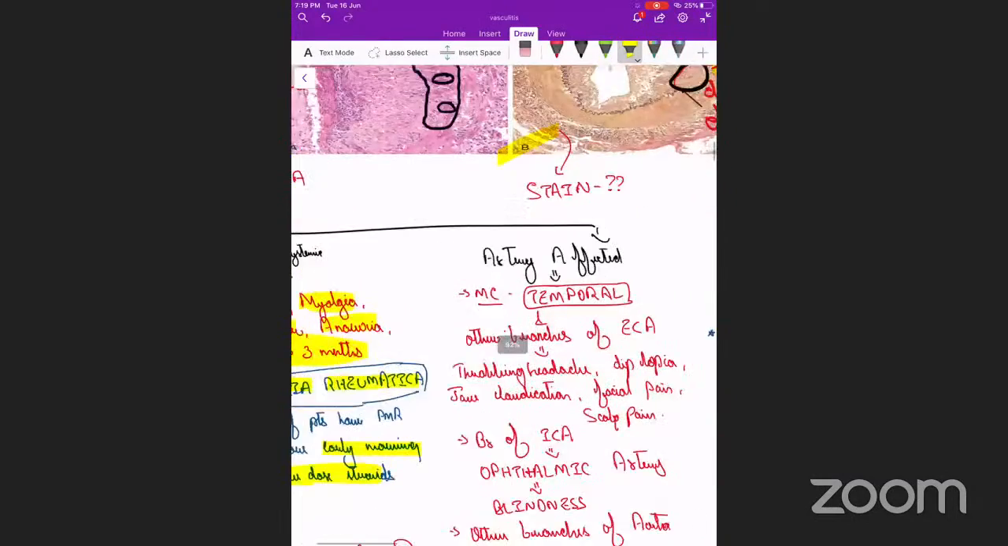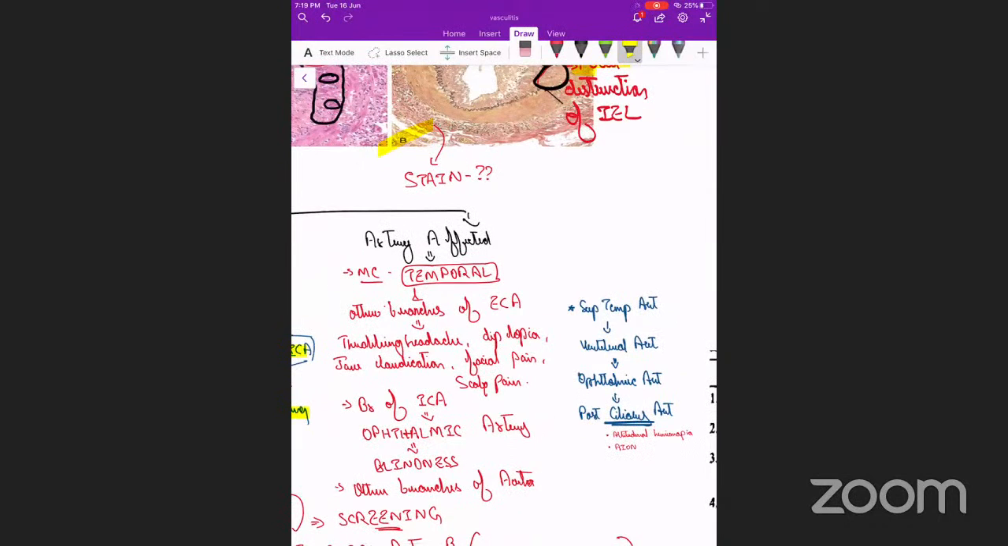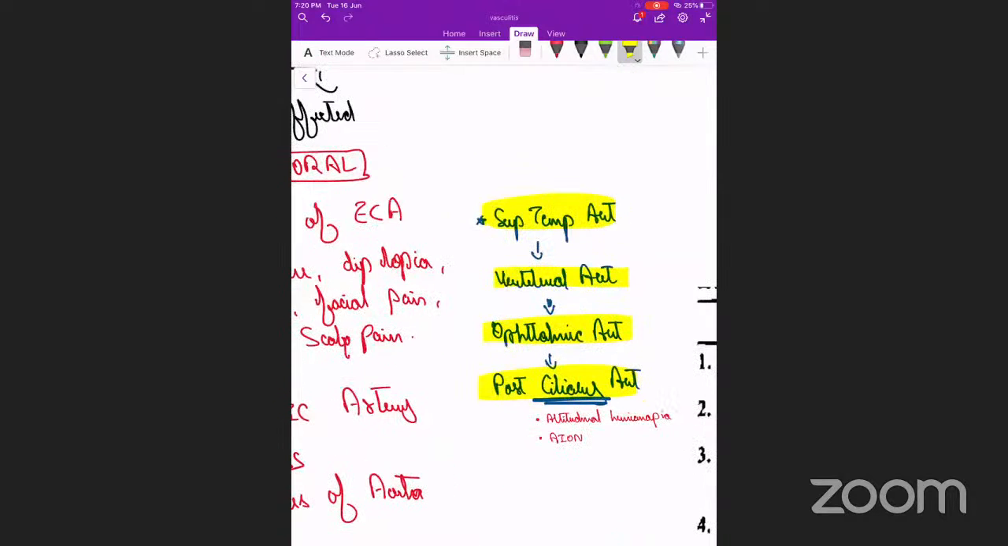Okay. Next, coming to which specific artery is affected. This again can be asked as MCQs. First, the most common is the superficial temporal artery. But since most of us know it is the superficial temporal artery, examiners remove it from the question and keep the other three. The next one to be involved will be the vertebral artery. Then comes the ophthalmic artery. Then comes the posterior ciliary artery. If the posterior ciliary artery is involved, then it is nothing but arteritic type of AION.